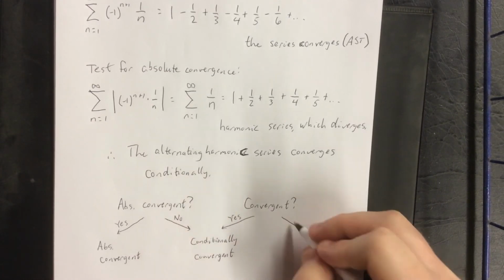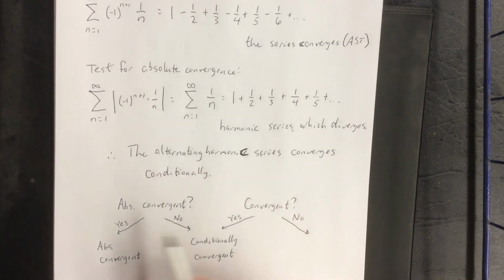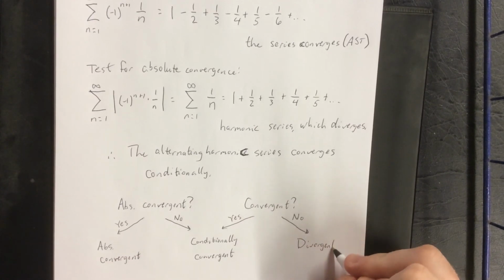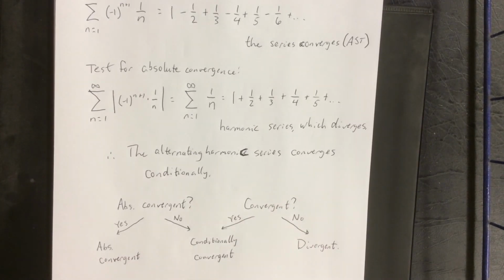Whereas if you test for convergence and you get a no out of this, you don't need to test for absolute convergence. You can just say this will be divergent. So the pesky cases are going to be these guys right here in the middle because they are going to require 2 tests. You'll have to prove that it's not absolutely convergent, but that it is convergent. Examples of those in future videos.